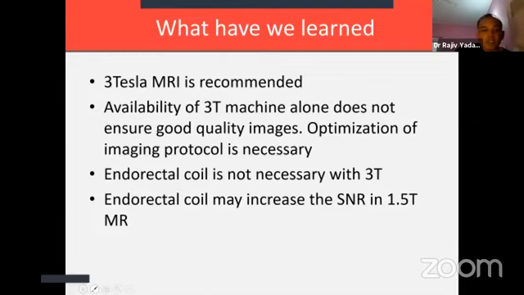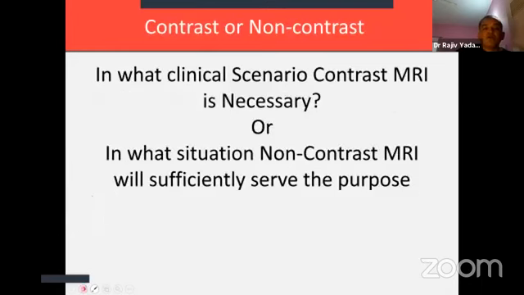So endorectal coil is not necessary with 3 Tesla. It can improve the signal noise ratio in 1.5 Tesla MRI, but with a newer 1.5 Tesla machine, the image quality is as good. Now coming to the important aspect: do we have to order a contrast MRI in all the patients, or unknown contrast MRI will do? So in what clinical scenario contrast MRI is necessary? This I would like to answer in subsequent slides. Or in what situation unknown contrast MRI will sufficiently serve the purpose?